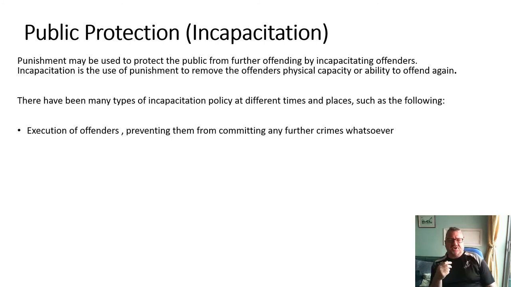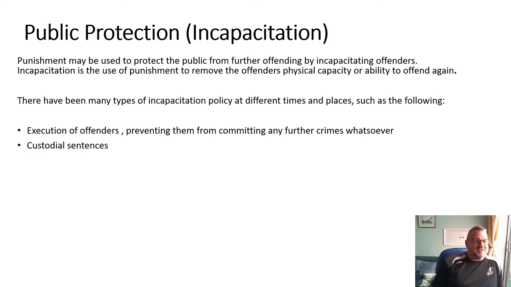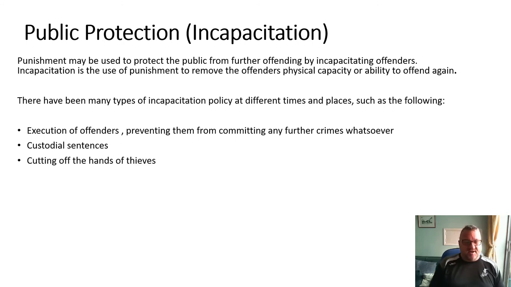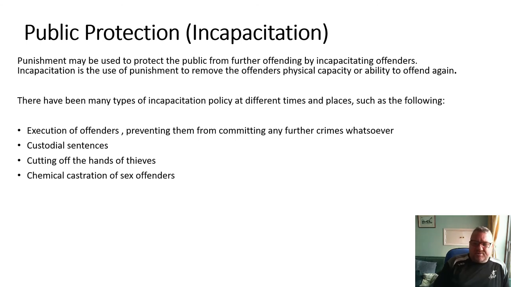The execution of offenders prevents them from committing any further crimes whatsoever. There's incapacitation: if you're dead, you can't commit any more crimes. Custodial sentences incapacitate, they protect the public because the person's locked up. The cutting off of hands of thieves prevents them stealing in the future. If you haven't got a hand, it's difficult to nick without one. The chemical castration of sex offenders protects the public from their sexual urges.